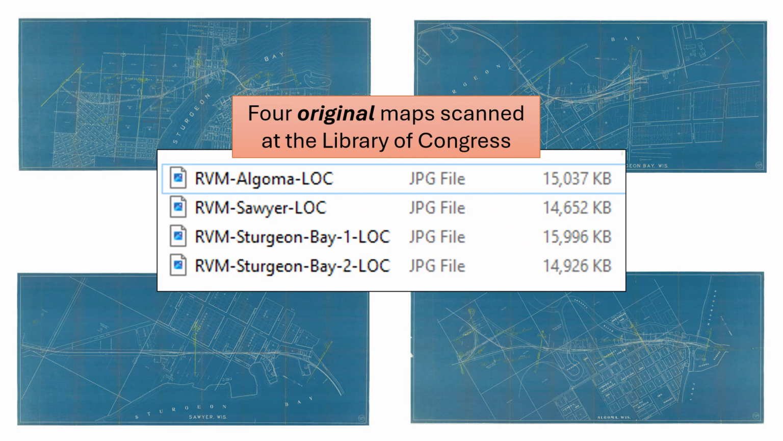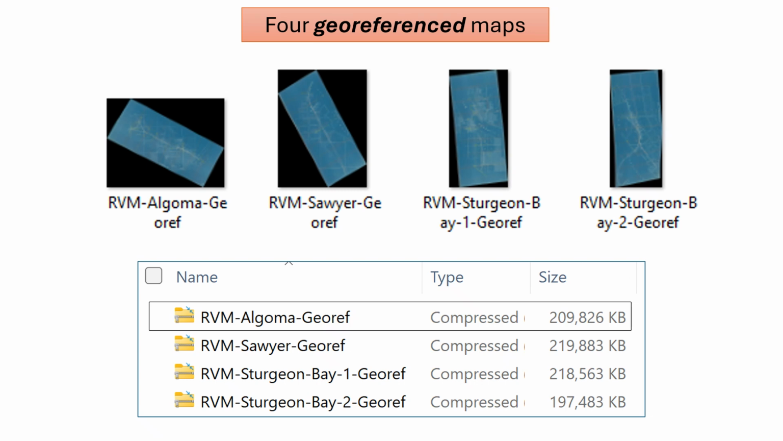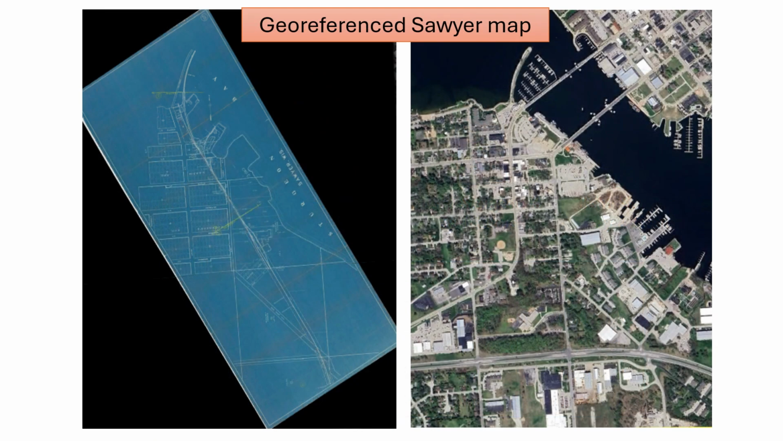The 4 maps scanned at the Library of Congress are stored in the repository as JPEG files of around 15 megabytes each. The 4 georeferenced versions of the Library of Congress maps are stored in the repository as large zipped TIFF files. Let's pause a moment and talk about georeferenced maps. A georeferenced map is a map that has been scaled and rotated to align with the current map of the associated region. Here we see the georeferenced version of the Sawyer Railroad Valuation Map next to a current map of the region.